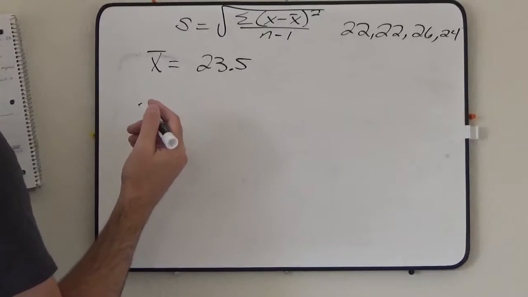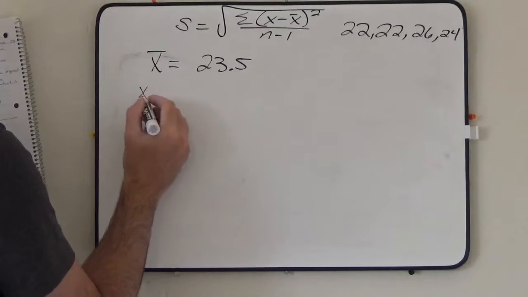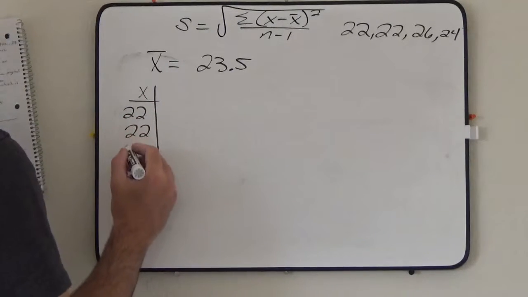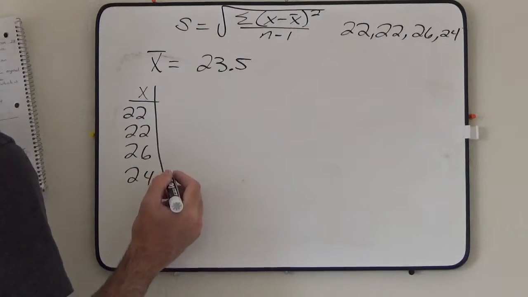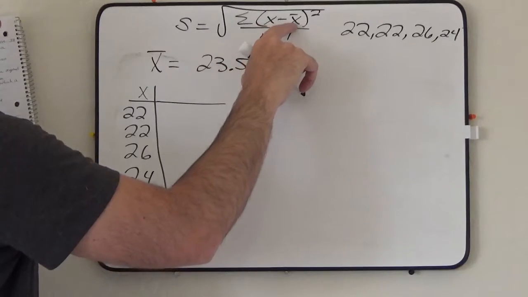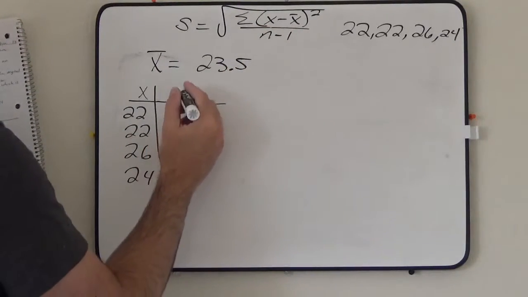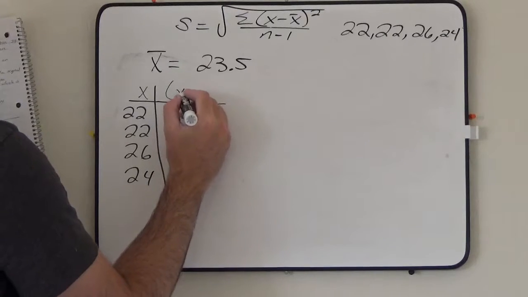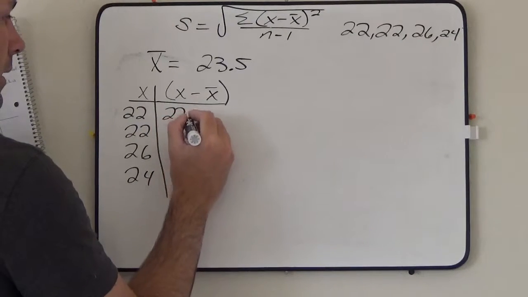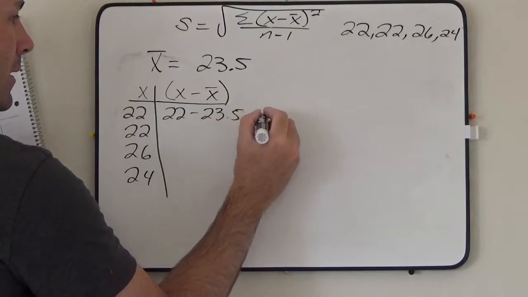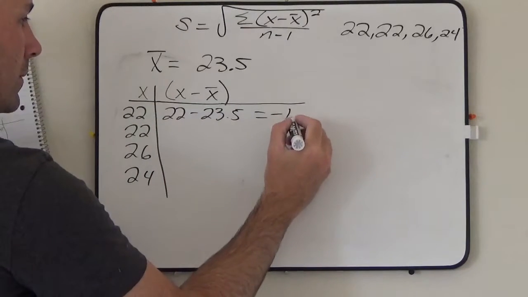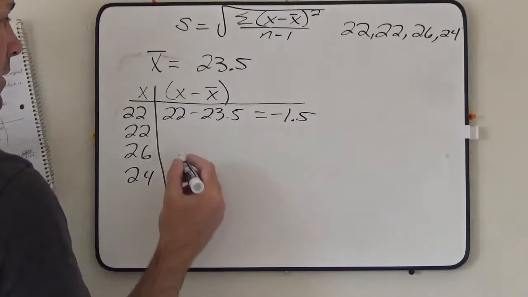So now I'm going to put together a table to help us walk through this, okay? My x values are 22, 22, 26, and 24. The first thing I need to do is take all the x values and subtract the mean from it. So right here I'm going to put x minus the mean. That's 22 minus 23.5, and that gives us negative 1.5. Don't worry about that negative, it will be taken care of in just a minute.